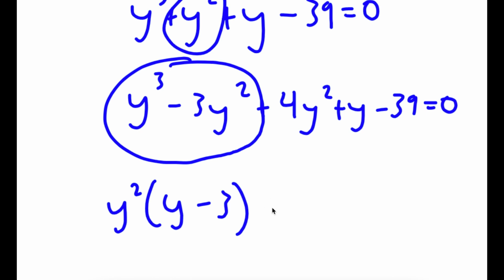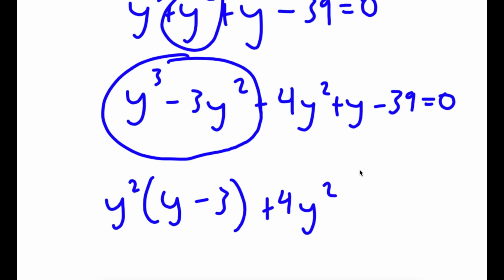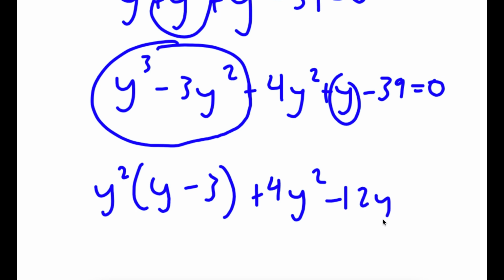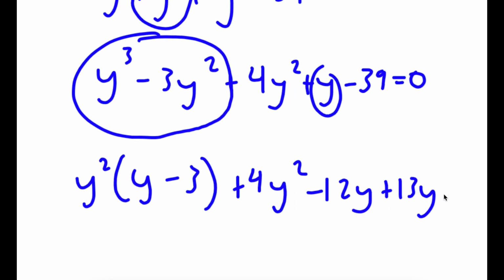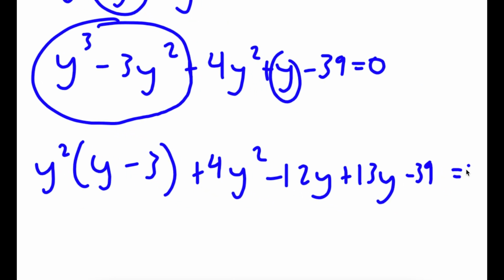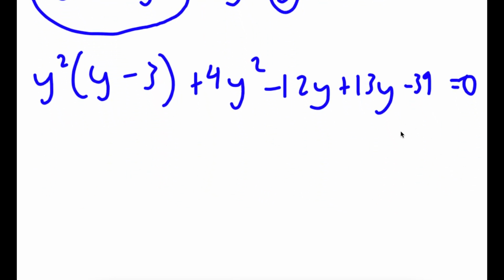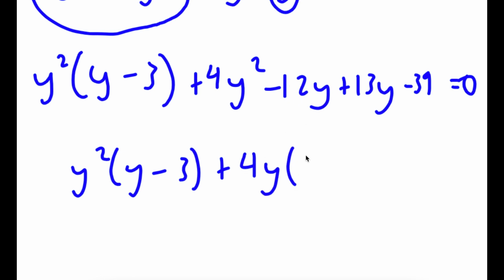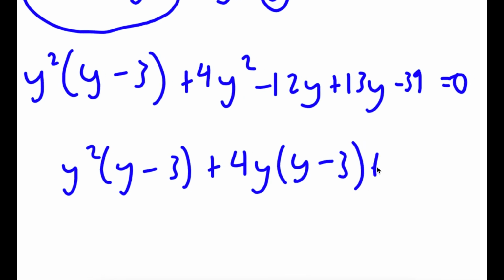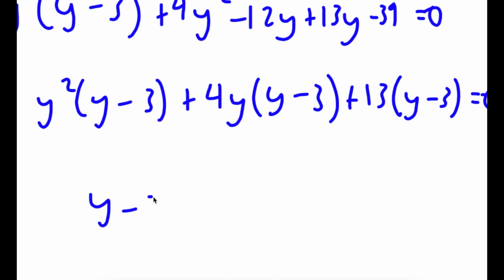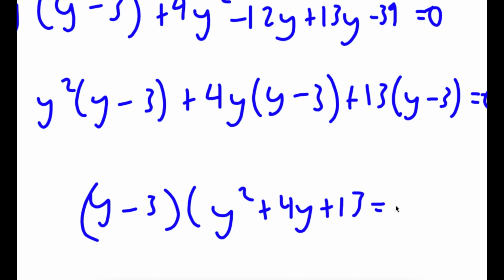So now, I'm going to add 4y squared, and I'm going to rewrite y here as negative 12y plus 13y. So now from here I have y squared times y minus 3 plus from 4y squared minus 12y, I can factor out 4y. So I have 4y times y minus 3 plus 13 times y minus 3. This is equal to 0. So now if I factor out y minus 3, I get y minus 3 times y squared plus 4y plus 13 is equal to 0.